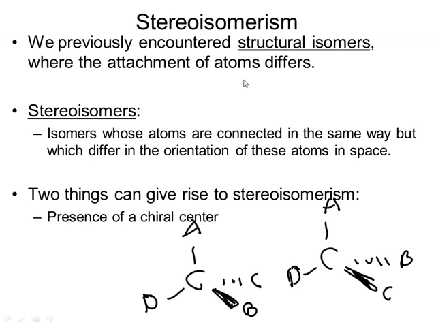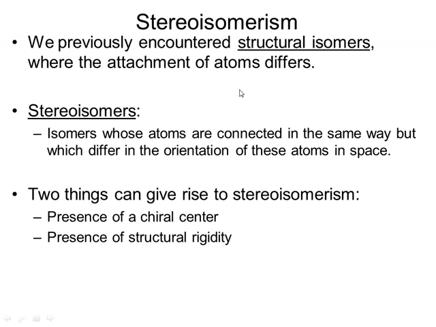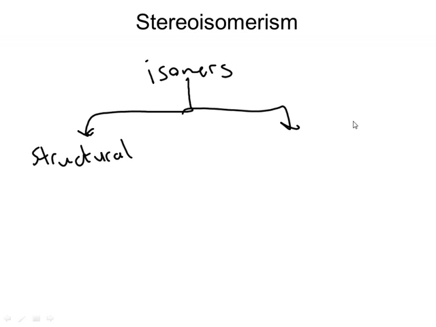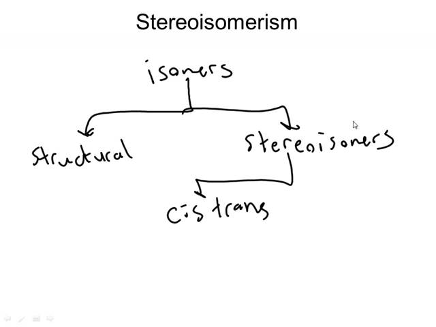So this gives us stereoisomerism, but also we can get stereoisomerism by something we've seen before, which is structural rigidity, either through a double bond or through a ring, right? So this is just cis-trans isomerism, and we've seen this before. So we have isomers, we have structural over here, we have stereo, and we actually have cis-trans, and then we have enantiomers.